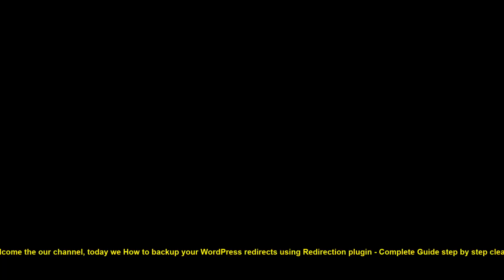Today we show how to back up your WordPress redirects using the Redirection plugin, a complete guide step by step clearly. To back up your WordPress redirects using the Redirection plugin, start by logging into your WordPress dashboard. From the dashboard, navigate to the Plugins section on the left sidebar. In the Plugins menu, select Installed Plugins to view the list of all active plugins. Locate the Redirection plugin in the list.